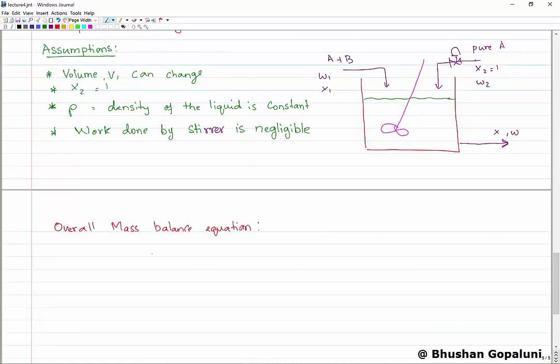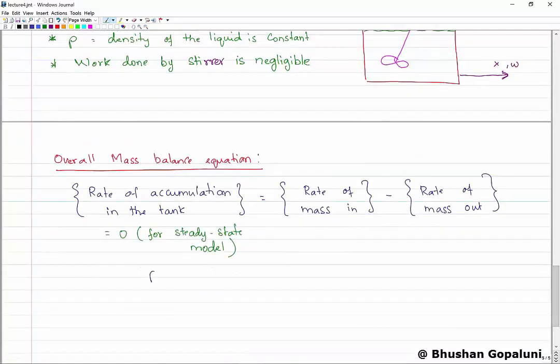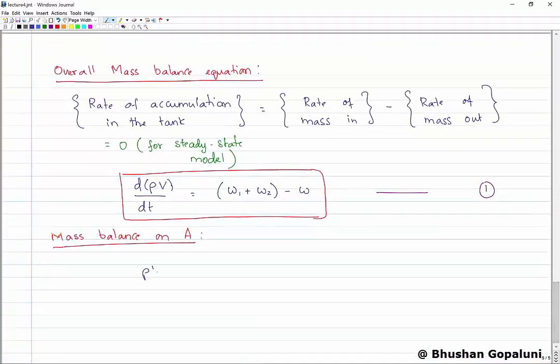Now, there are three different mass balance equations that one can write for this process. One is the overall mass balance equation, and the other two are the mass balance equations on A and B. The overall mass balance equation is simply rate of accumulation in the tank equal to rate of mass entering the tank minus rate of mass leaving the tank, which is given by the differential equation in equation 1. We can similarly write the mass balance equation on the component A, and that is given by equation 2.